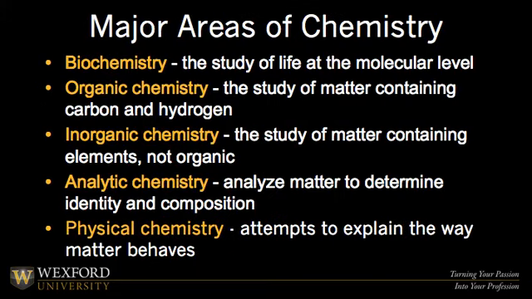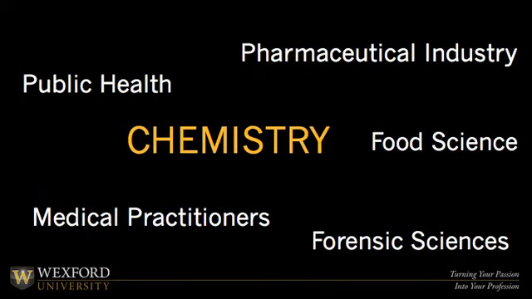Now, if we look at the major areas of chemistry, we see that there's biochemistry, which is the study of life at the molecular level, organic chemistry, which is the study of matter containing carbon and hydrogen, inorganic chemistry, which is the study of matter containing elements which are not organic, analytical chemistry, which is to analyze matter to determine the identity and composition, and physical chemistry, which attempts to explain the way matter behaves.